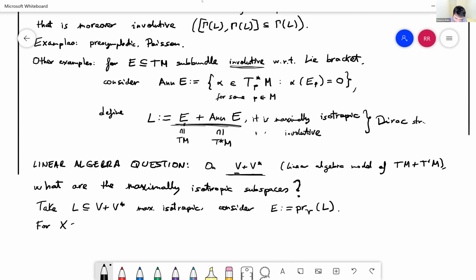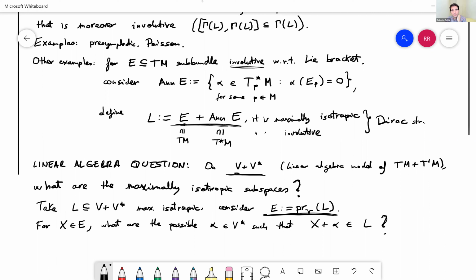So for x in E, the first question would be: what are the possible alpha such that x plus alpha belongs to L? Bear in mind, I'm being consistent with the notation, just changing the space from bundles to vector spaces, but this is still a one-form. If you try to answer this question, you may end up with a nice description of the two ingredients that I need to describe maximally isotropic subspaces. One of them is this one, and the other one you may find today. If not, I will tell you tomorrow when we start. This is all I wanted to say in this first session, and I leave you with this open question. Thank you for your attention.